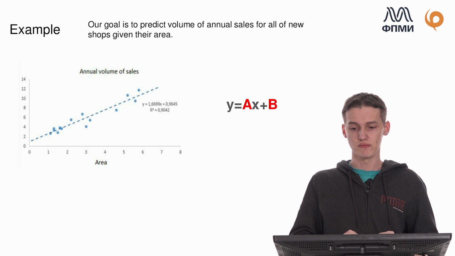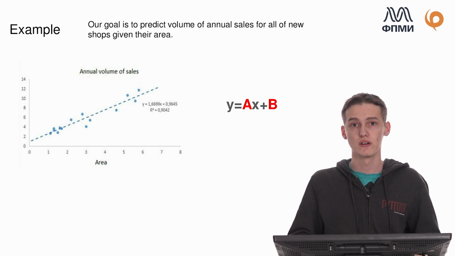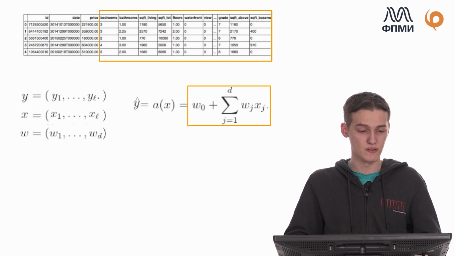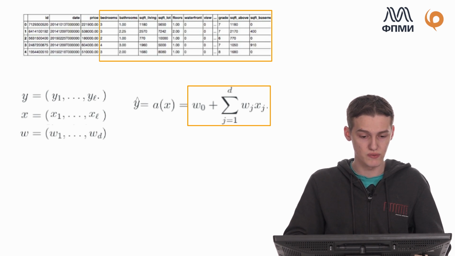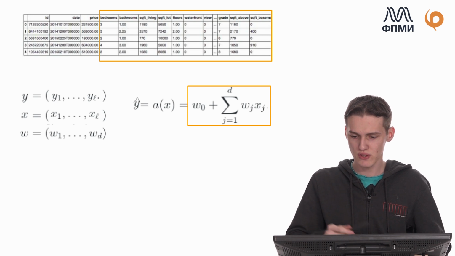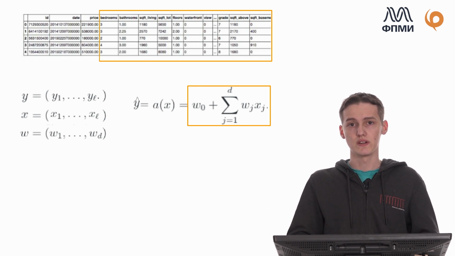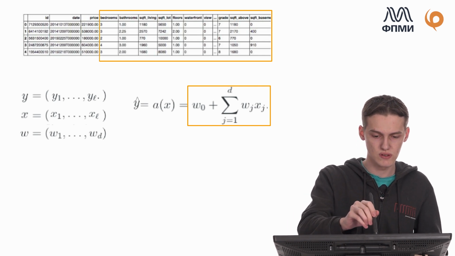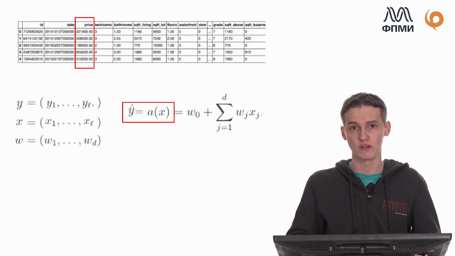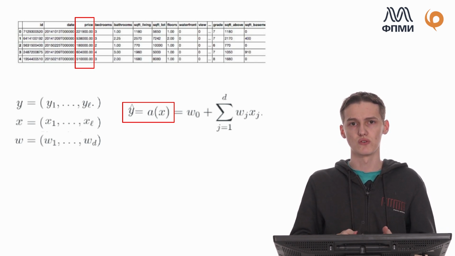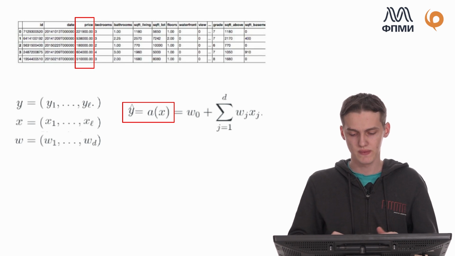And for example, we can predict annual sales of some shops given their areas. Let's look at this table. This is a data set of houses. We can see some features: bathrooms, views, grade. And we need to predict the price of the house. They're in red boxes. So how would we solve this problem with linear regression?